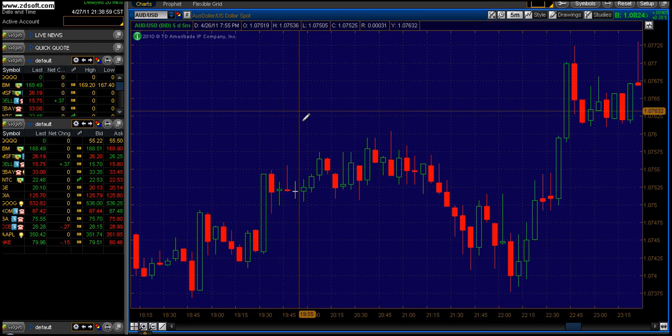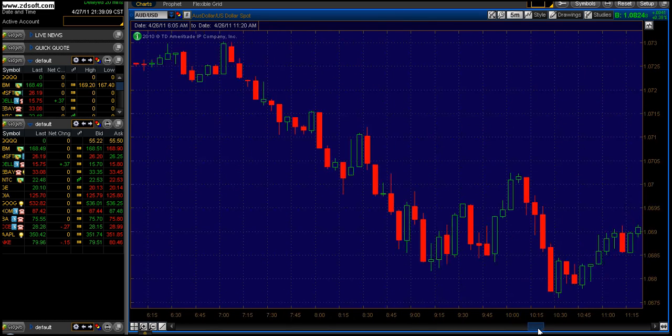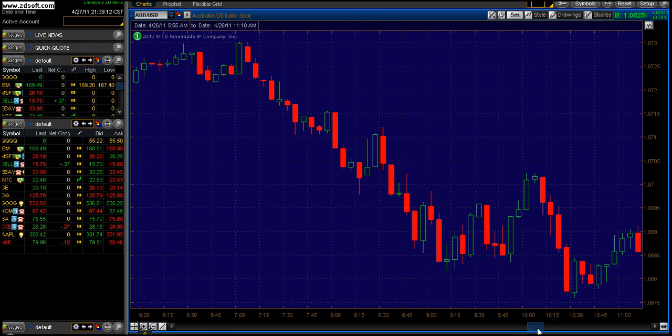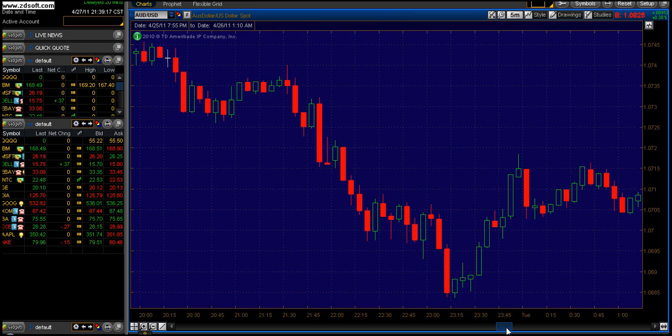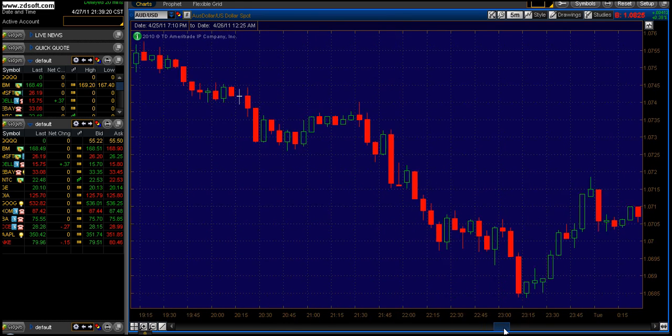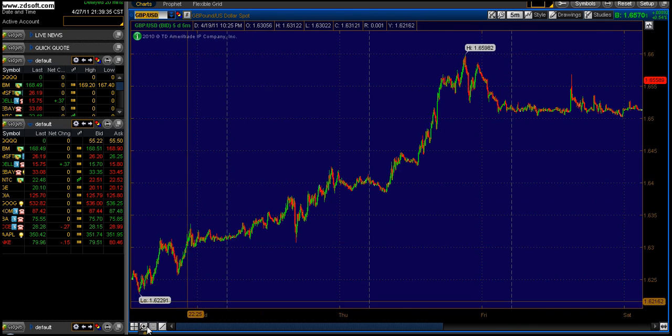So, this is the Australian against the dollar. And we see from here that it has quite a lot of movement on the US market open rather than any other time. So let's have a look at the British pound against the dollar.